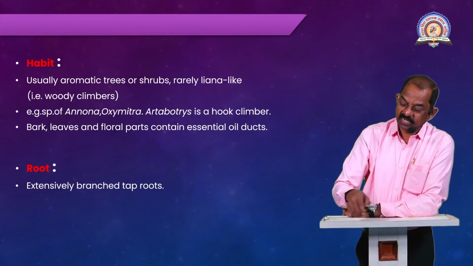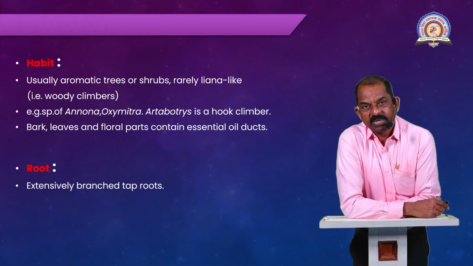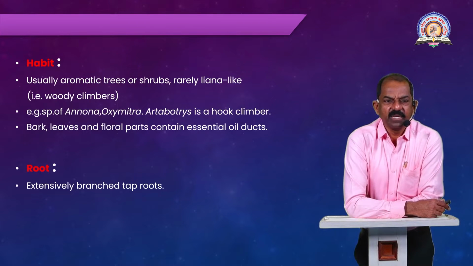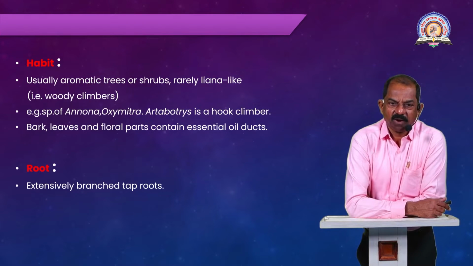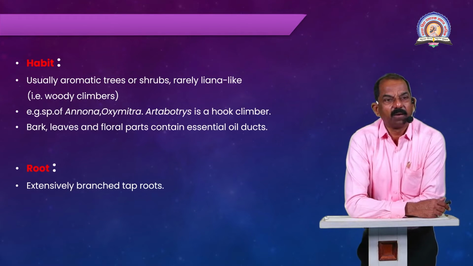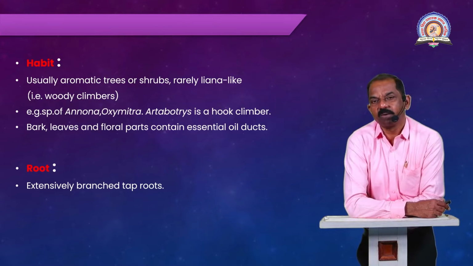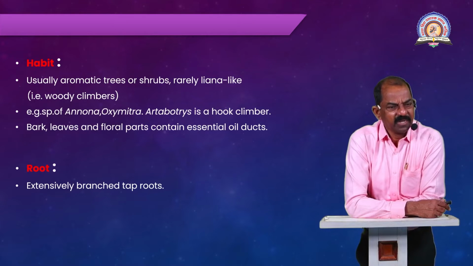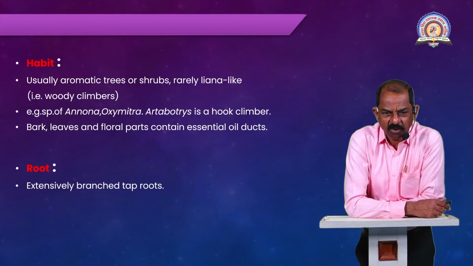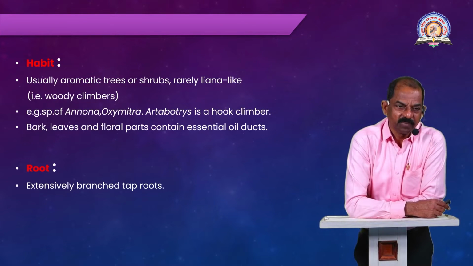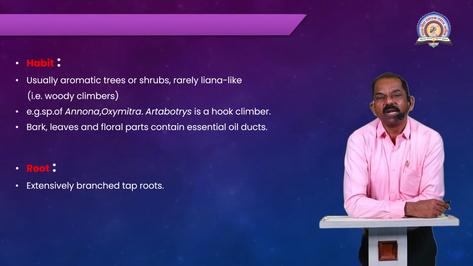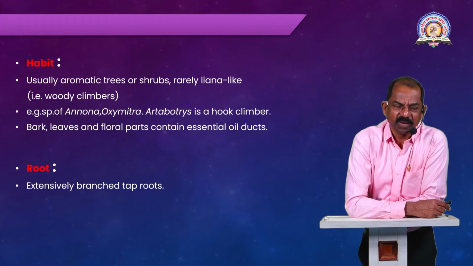Next, the points related to the systematic position, that is, the habit of this plant. What type of habit do plants classified under the family Annonaceae have? Usually aromatic trees or shrubs, or rarely lianas, that is, woody climbers. Examples are species of Annona, species of Oxymitra, and species of Artabotrys, which is a hook climber. The bark, leaves and floral parts contain essential oil ducts.